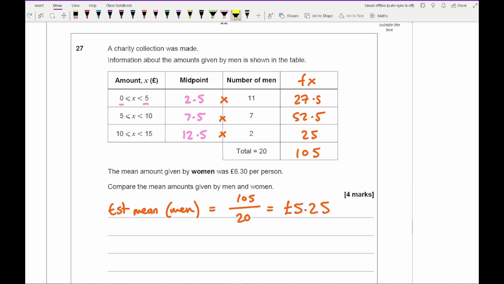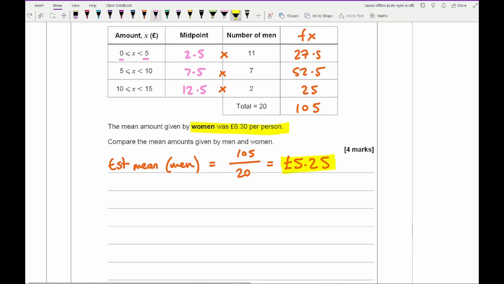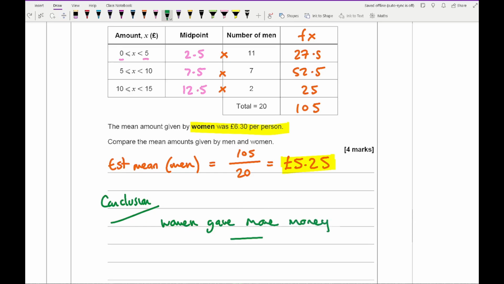So all that's left for me to do is compare the women, which were £6.30 per person, and men, which is £5.25 per person. So my conclusion, or the comparison, is that women gave more money. And there we go.